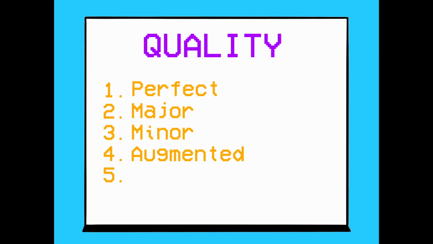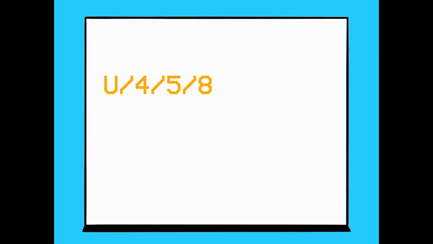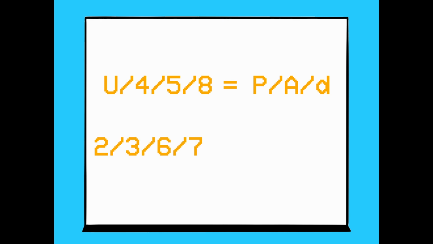So now we get to the good part, quality. Let's start with limiting the options because otherwise it can feel overwhelming. There are 5 possible qualities, but not every interval can be every one. The 5 options are perfect, major, minor, augmented, and diminished. Unisons, fourths, fifths, and octaves can only be perfect, augmented, or diminished. Seconds, thirds, sixths, and sevenths can be major, minor, augmented, or diminished.